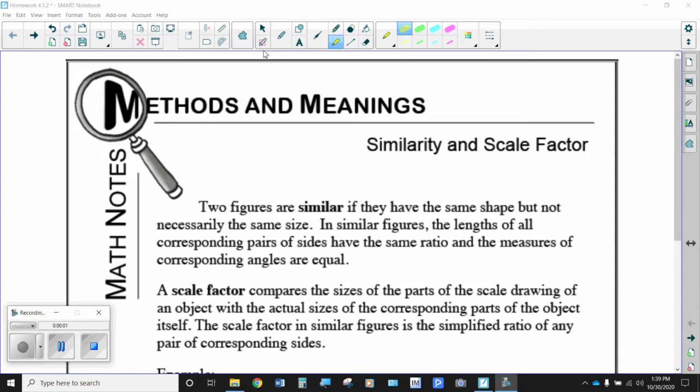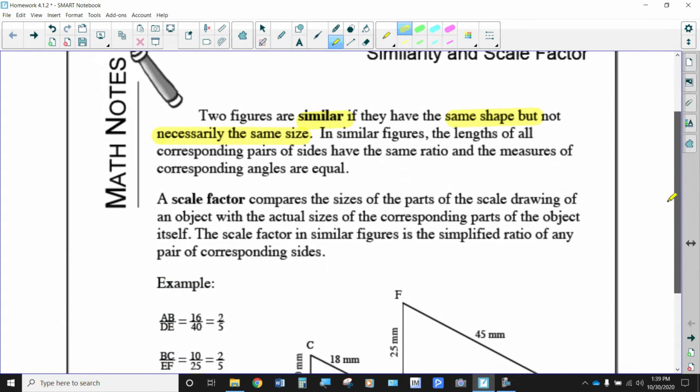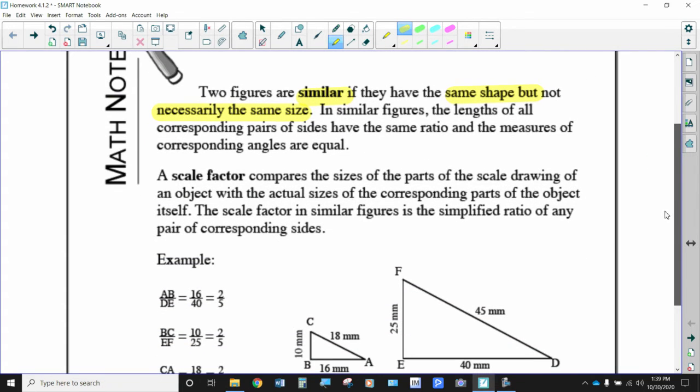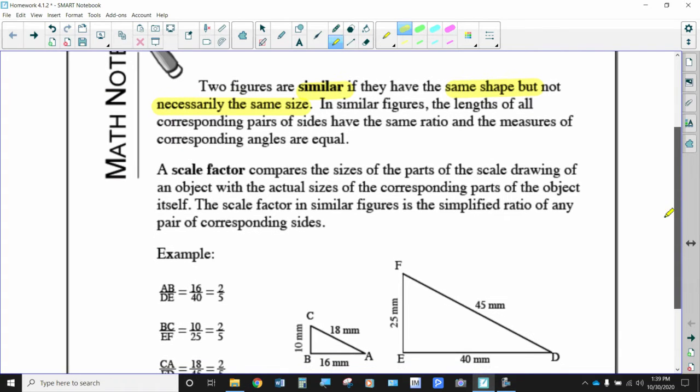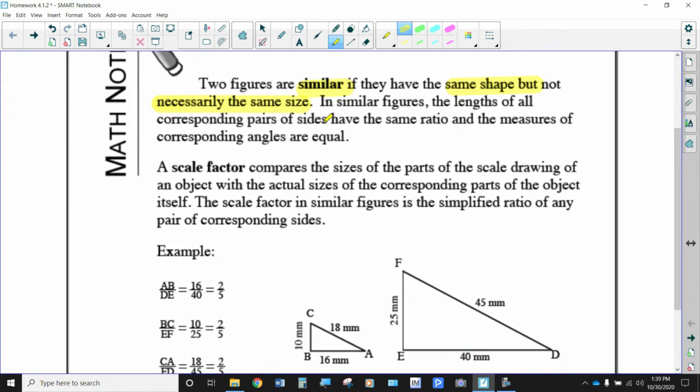All right, so let's get started on the homework for lesson 4.1.2. The M&Ms covered similarity and scale factor. And it says here, two figures are similar if they have the same shape, but not necessarily the same size. This is different from congruent figures, which would have the same shape and the same size. They're essentially identical twins if they're congruent to each other. But with similar, one of them would be bigger than the other, maybe, but the shape is the same, okay?